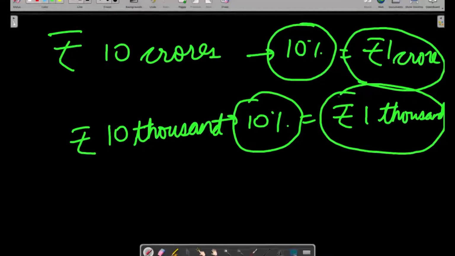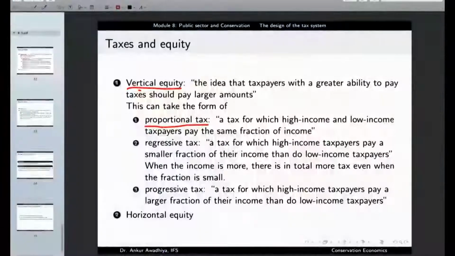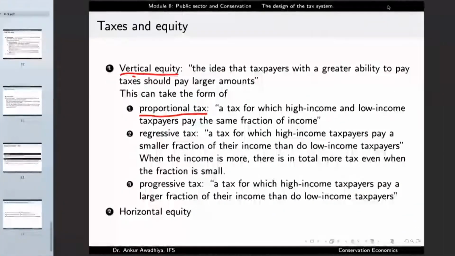So, even though in this case the taxation is proportional to the income, it is having a vertical equity because we are taking a larger amount from people with a greater ability to pay and a smaller amount from people with a lesser ability to pay. So, this is a proportional tax.